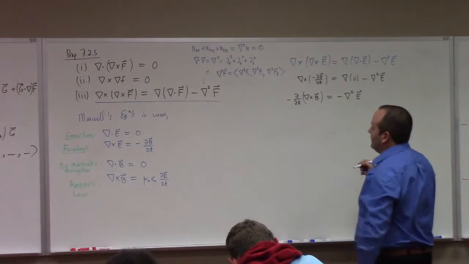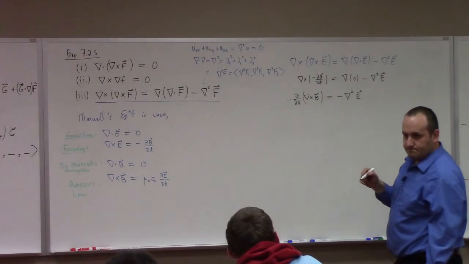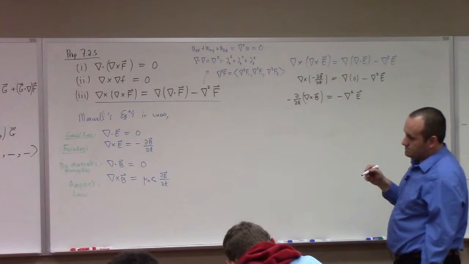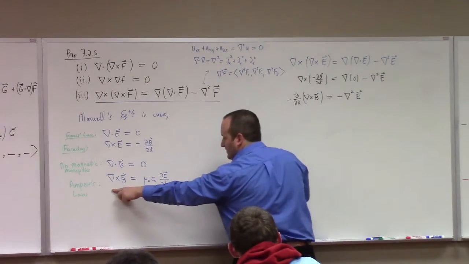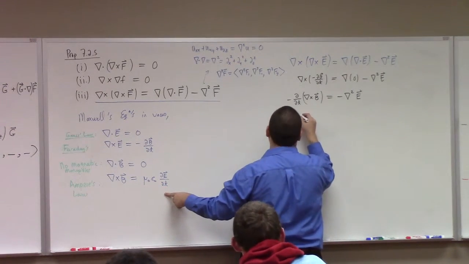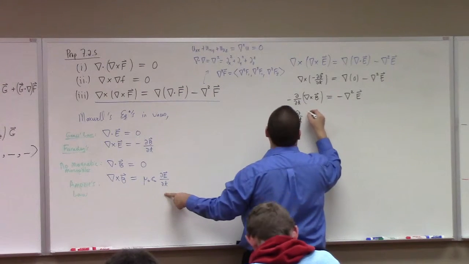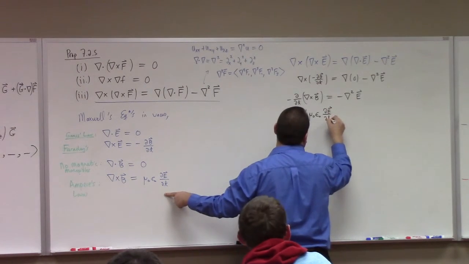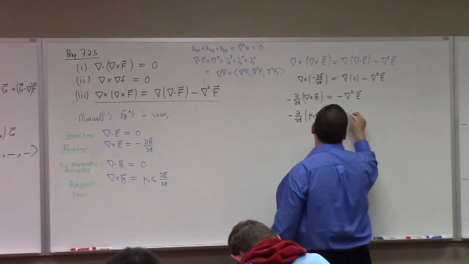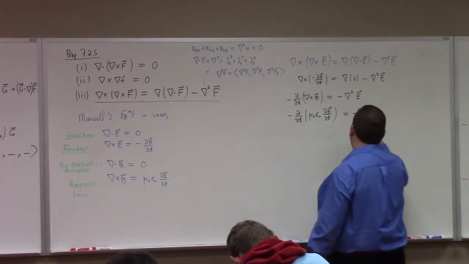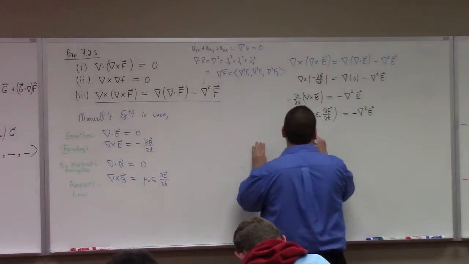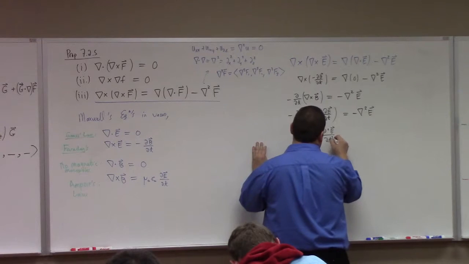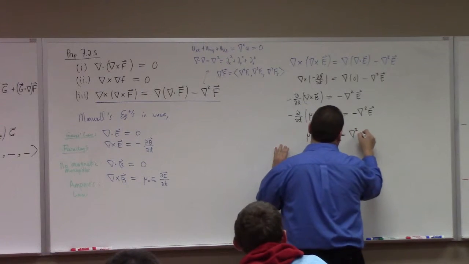What's the curl of B? Ampere's law, right? So this is minus partial t of mu naught epsilon naught partial E partial t is equal to minus nabla squared E. I can clean this up. What this is, mu naught epsilon naught partial squared E partial t squared is equal to nabla squared E.